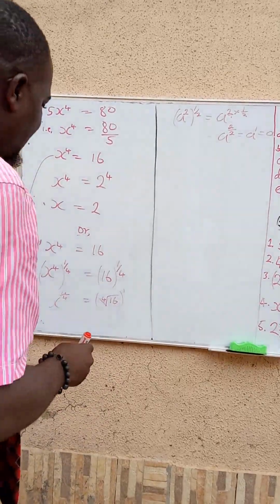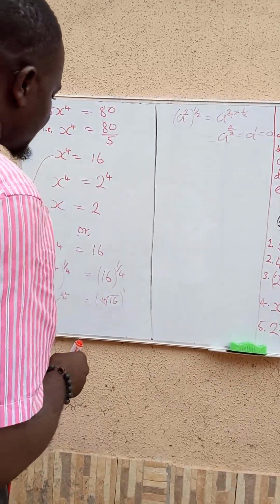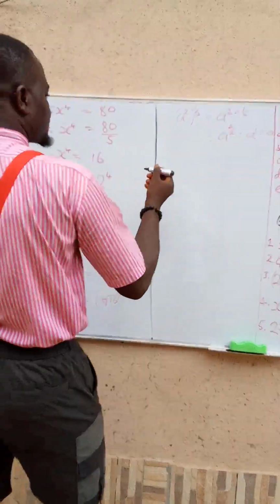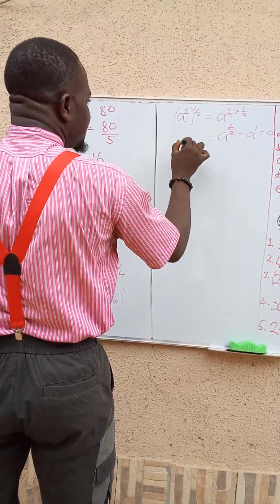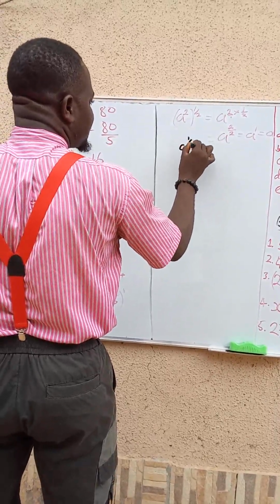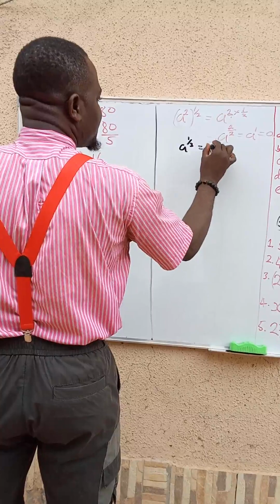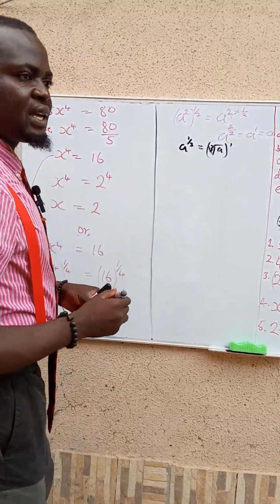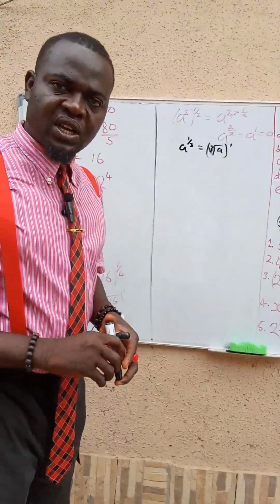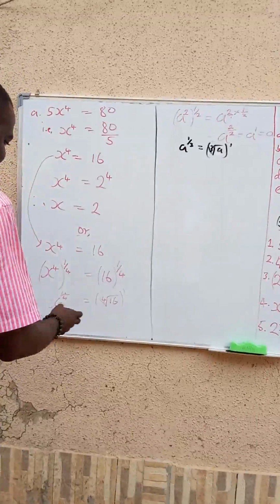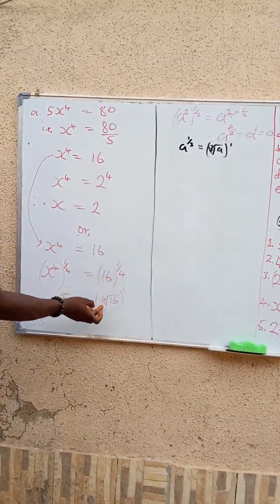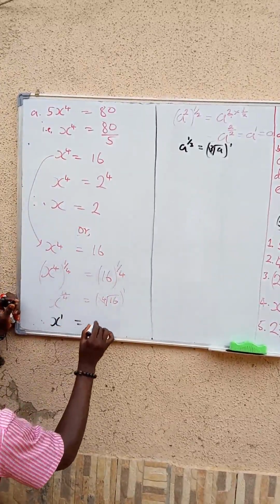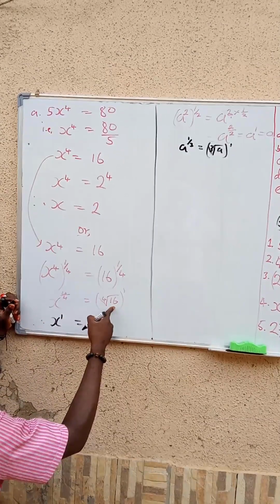Yes, we said it last time that when we have such a thing in this form, if we have a raised to the power of 1 over 3, it will be the cube root of a raised to the power of 1. This is the fractional law. So that's what I apply here. The 4 is down, take the 4th root. So this one is x raised to the power of 1 is equal to the 4th root of 16.